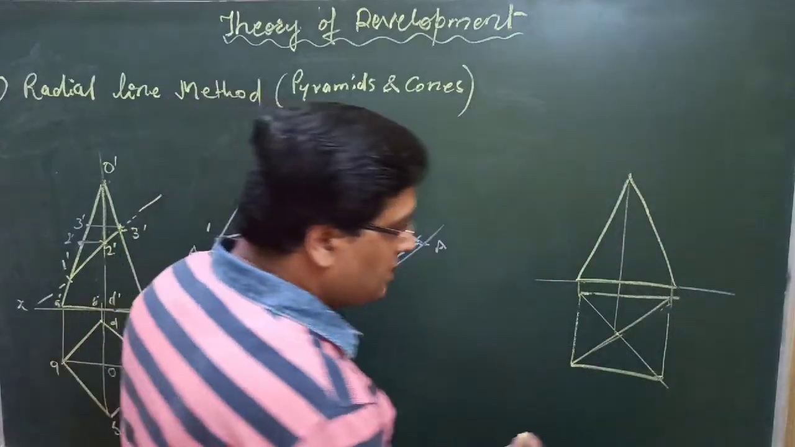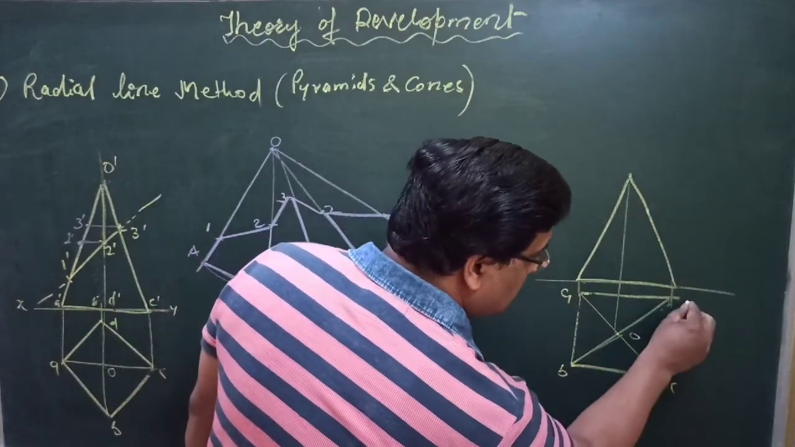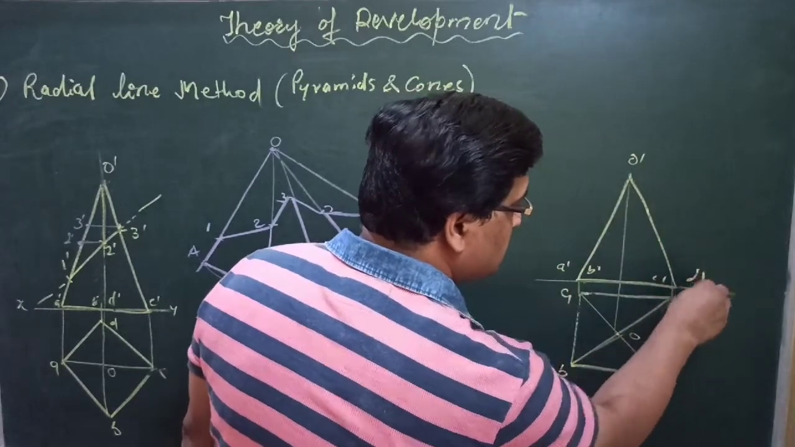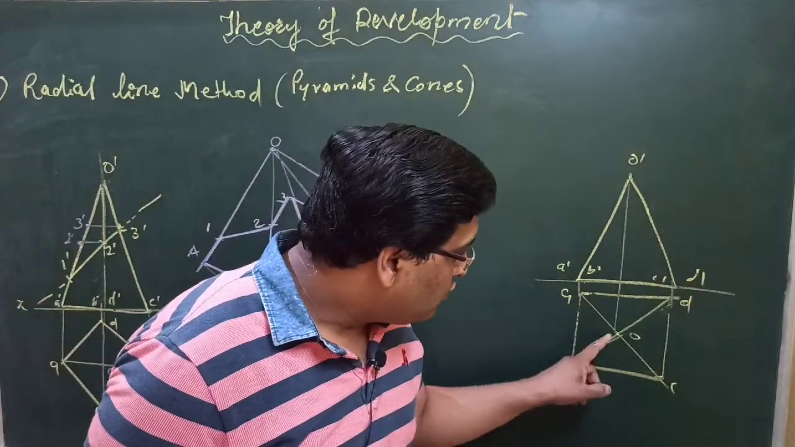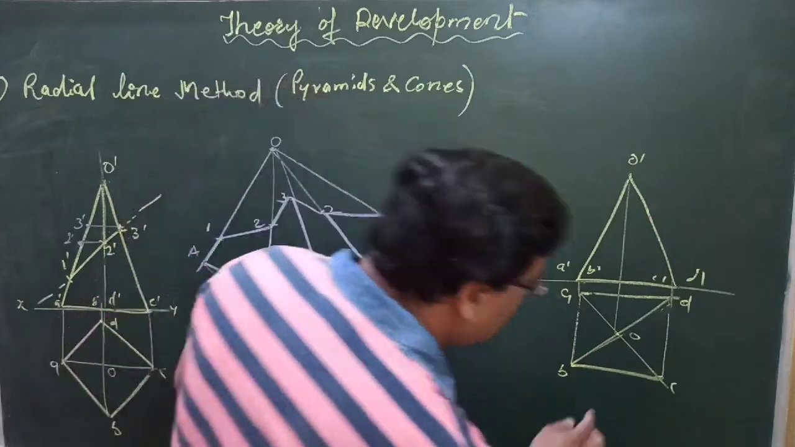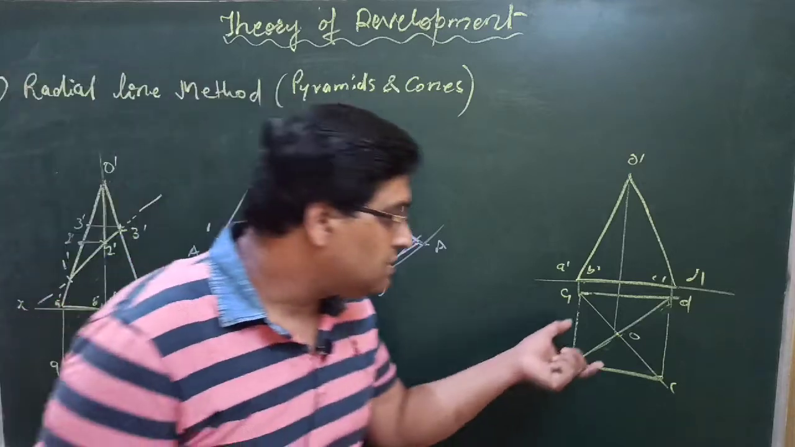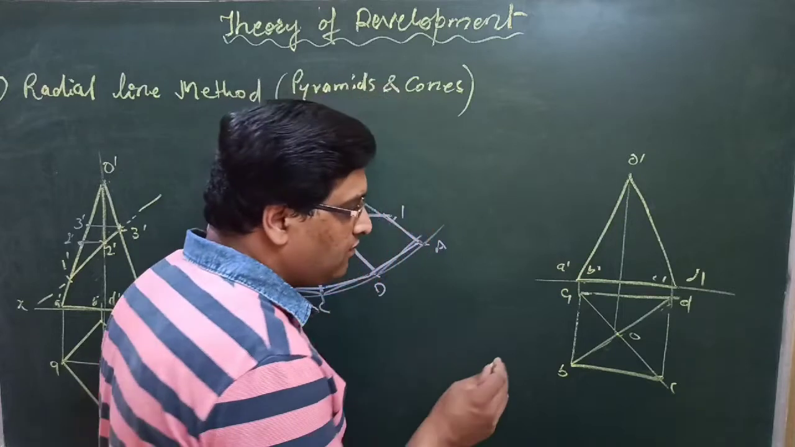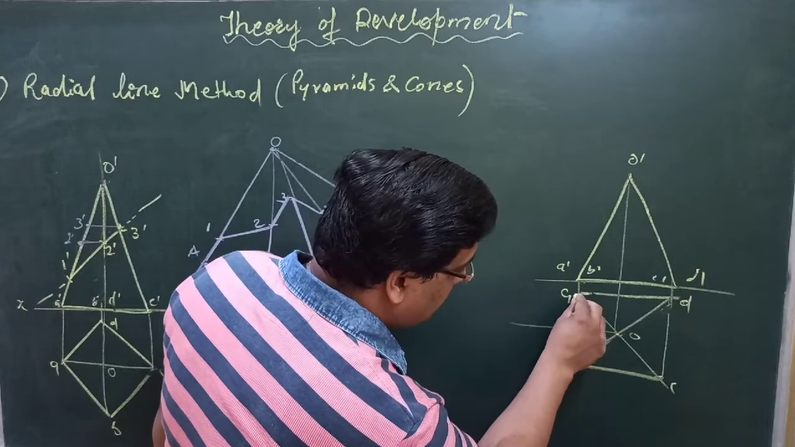Like this. Now this is OA, OB, OC and OD. So O dash, A dash, B dash, C dash, D dash. Now look at here. None of the lines OA, OB, OC or OD is providing you true length in the front view. So what you will do? You have to make any one of the lateral lines parallel to VP and find out the true length in the front view. So let us consider I am finding out A.